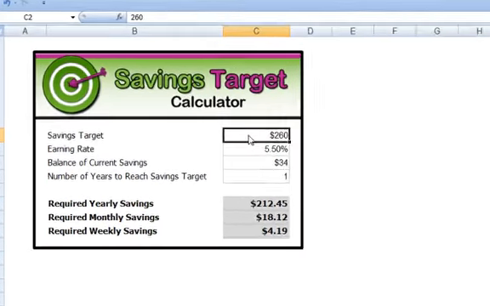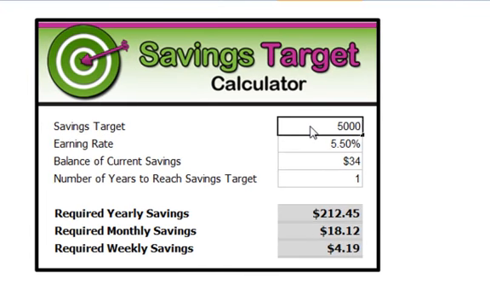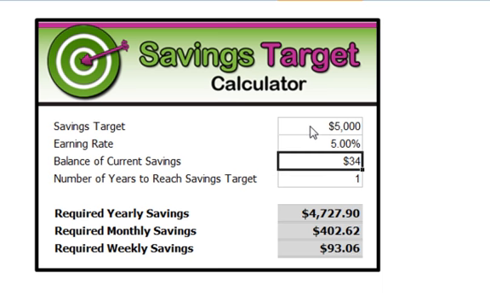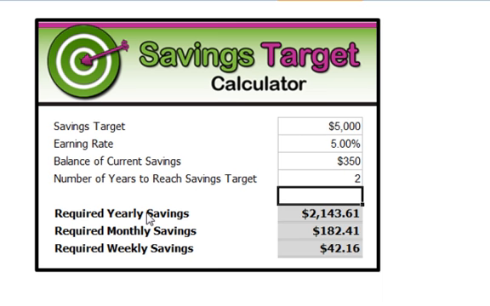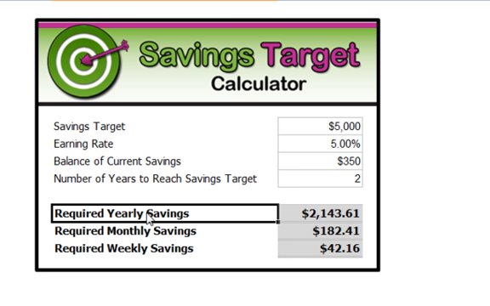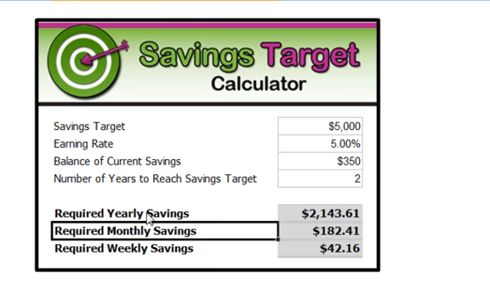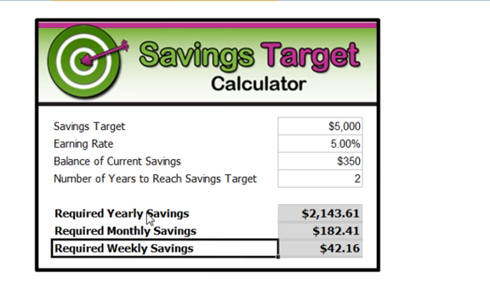So in this case, Grace's savings target is $5,000 at 5%. She said she has $350 already, and this is going to be over a 2-year period. So again, you'll see here that she needs to save $2,143.61 a year, or $182.41 a month, or $42.16 a week. So let's look at another example.